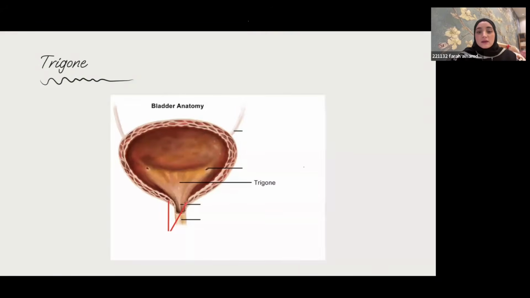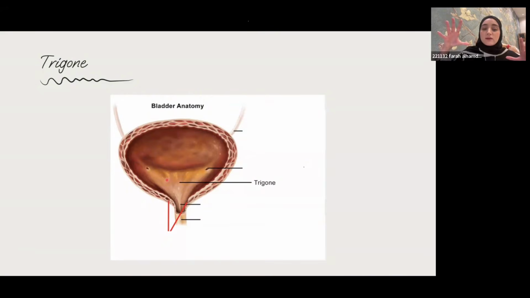This is the trigone. All you need to know about it is that in the entire bladder we have rugae, which can stretch when there's high urine volume, except for the trigone. This is the area that does not have rugae. Can you imagine when there's no rugae and there's a lot of urine and stretching? There's no mechanism for it to stretch, no projections that are able to stretch.